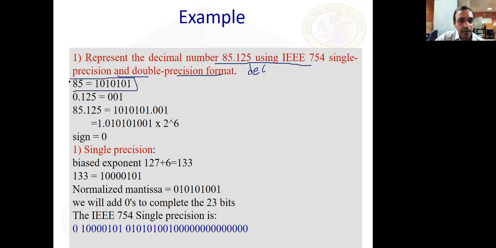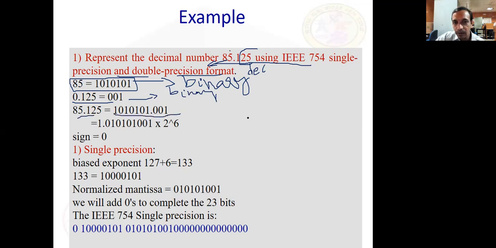You separately take the portions of that number and convert it to binary first. This, of course, you can do in a calculator, decimal to binary conversion, or you know the method of dividing by 2 and getting that, that also you can do. Similarly, this is the fraction part, this is the whole part. So 0.125 also represent in binary first. Okay. So this is 85.125 in binary now, right?